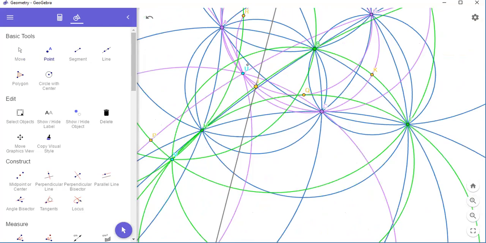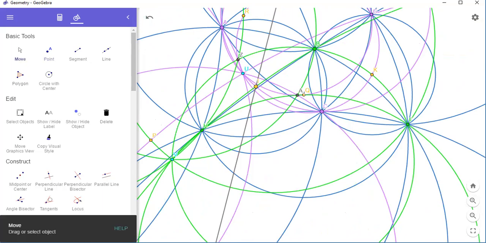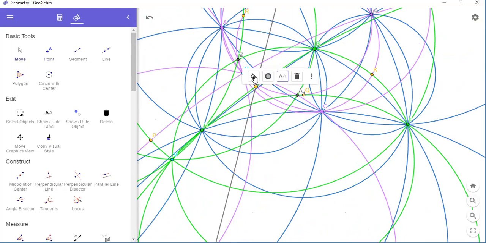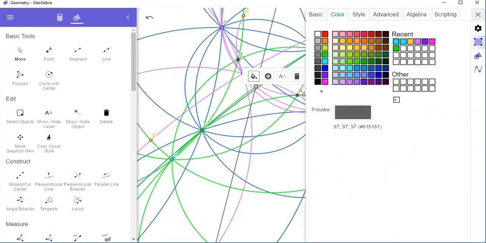Let's zoom in. So there's one here and another one here. Let me just color this pink. I'll color this pink. Let's just go with this one.